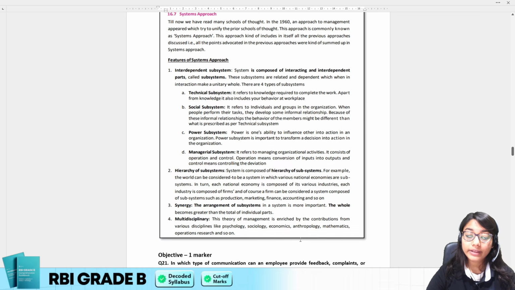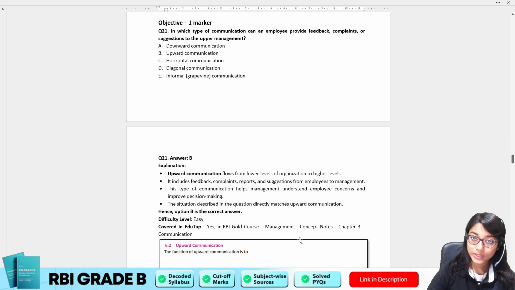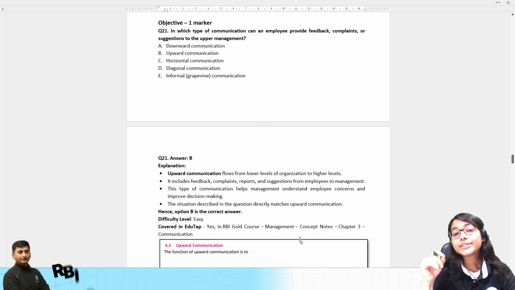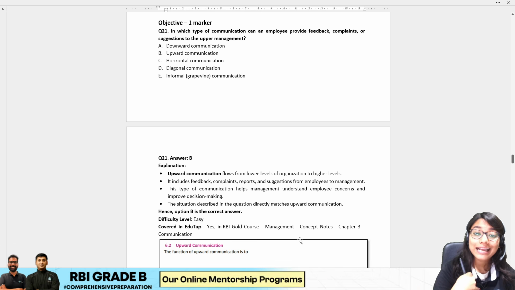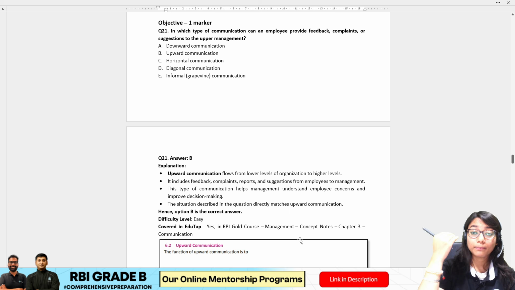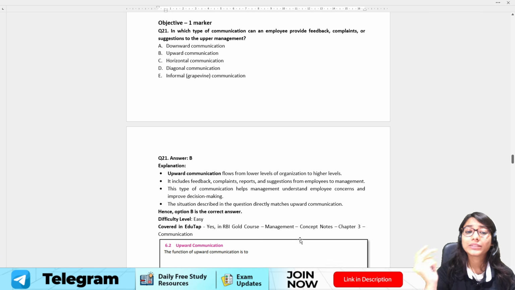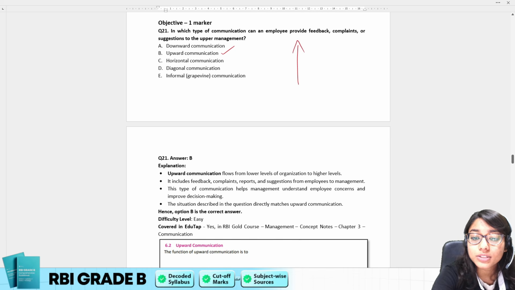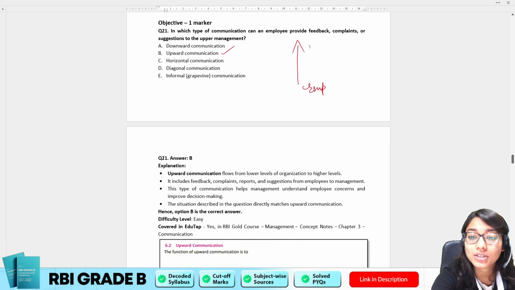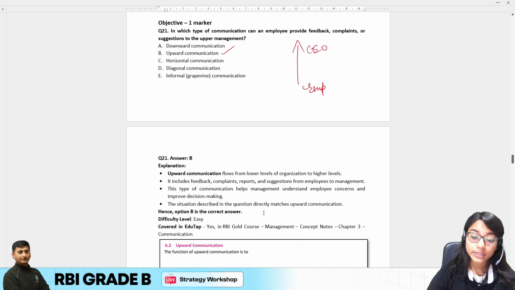Now, if we have a look at our next question, this is your objective 1 marker question. The question is, in which type of communication can an employee provide feedback, complaints or suggestions to the upper management? So basically, I as an employee am sending up feedback, complaints or suggestions to my upper management, CEO, managers. This is nothing but upward communication, option B. Why? Because the communication is moving in this sort of a direction, right? So therefore, this is upward communication for you.